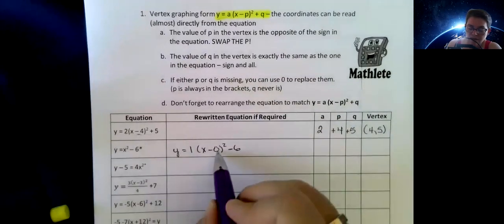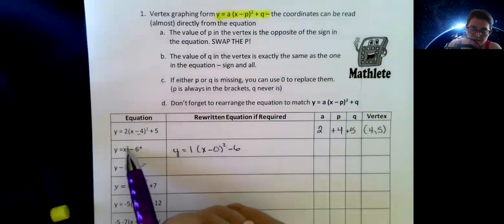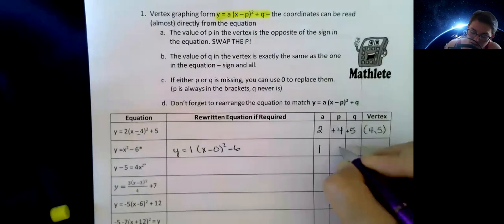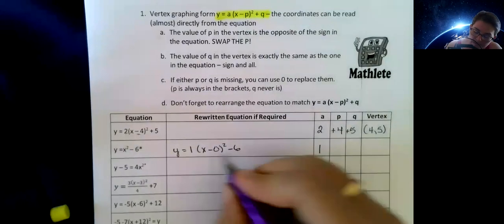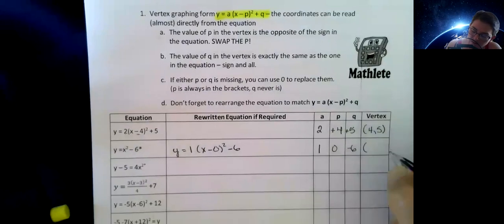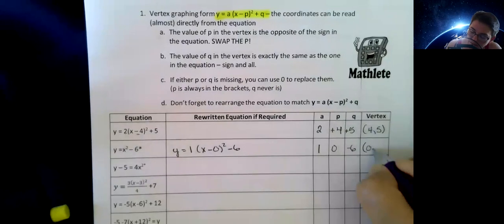So how do I know that's 0? Well, I'm looking for the p. The number at the very end, this part's always the q. So a is 1, p is 0, and q is minus 6. So my vertex is 0 and minus 6.